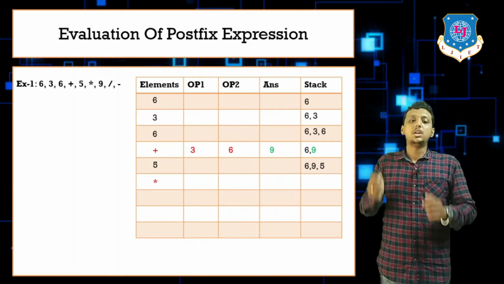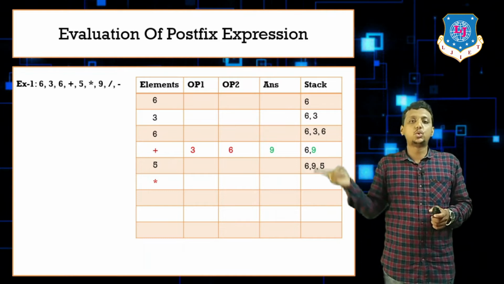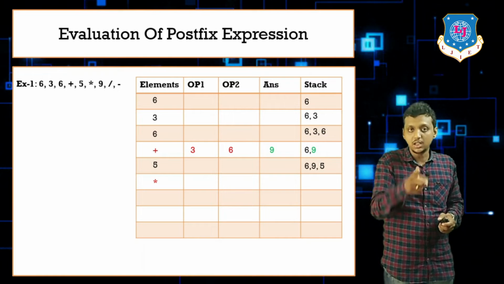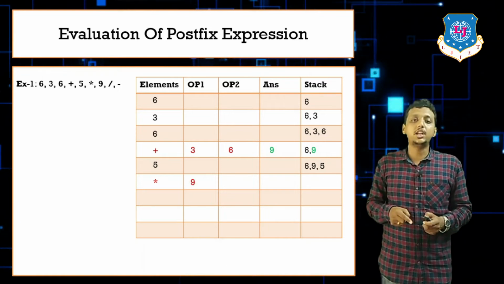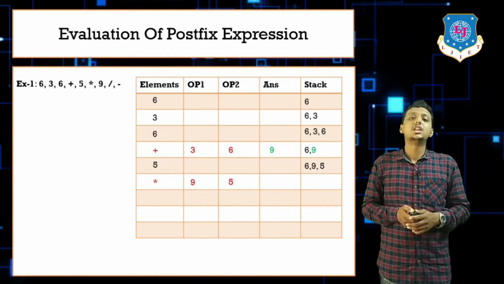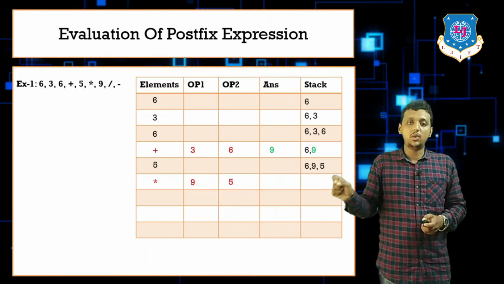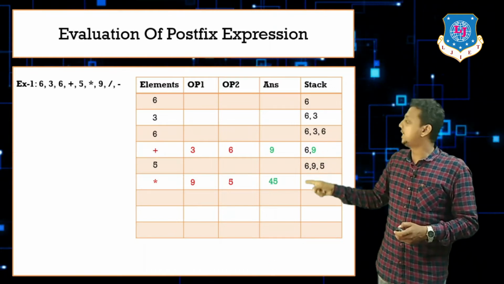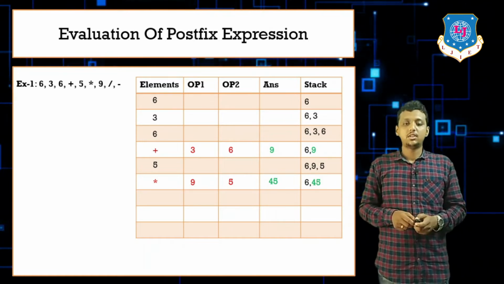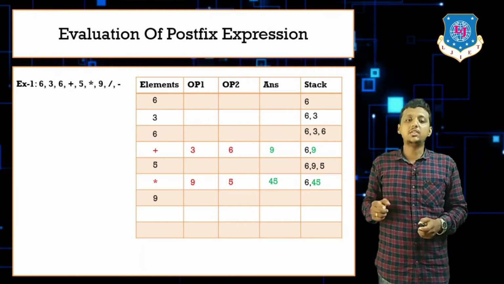Next, students, we have star with us. So what to do with the star? You just need to pop two operands. See, 9 will be set in operand 1 and 5 is set in operand 2. So here is 9 and 5. The operation is star, that means multiplication. So 9 into 5 becomes 45 and it is pushed inside the stack again. So it becomes 6 comma 45. Fine. Now next we have 9.